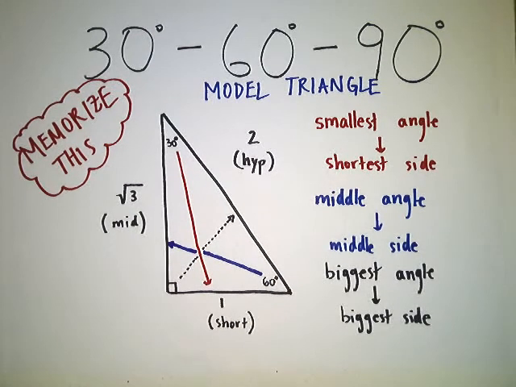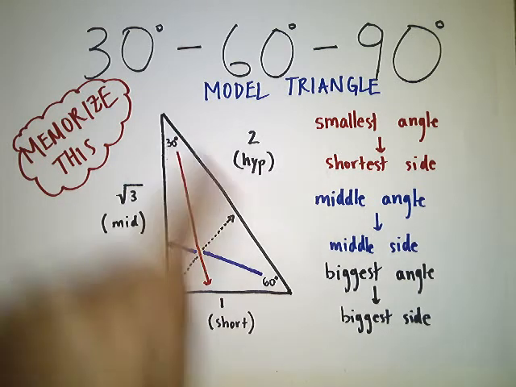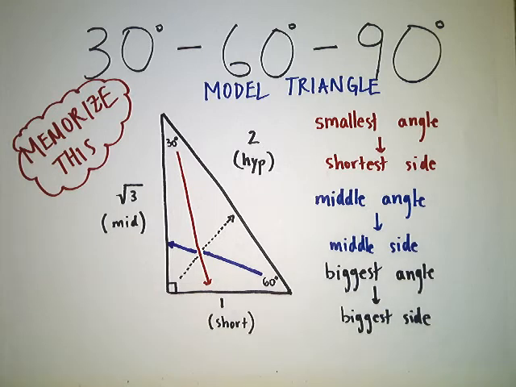This is really important because if I give you a triangle that doesn't look exactly like this, but has 30, 60, and 90, you should be able to tell me which side is the short side, which is the middle side, and which is the hypotenuse. You want to memorize this triangle and be able to draw it without even having to think about it. So go ahead, take 40 seconds now and copy down this triangle and this slide into your notes.